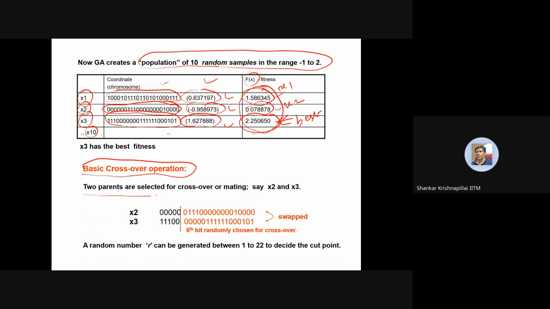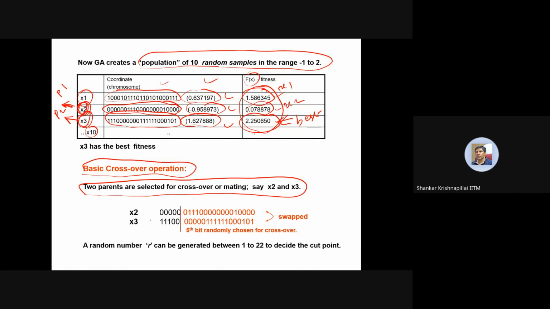Okay, so now let us do the crossover or mating between two good parents. Two parents are selected for crossover or mating. Let us say x2 and x3. x2 is one parent, P1. x3 is another parent, P2. We have to do the mating and get two children. One mating operation will give two children from the two parents.